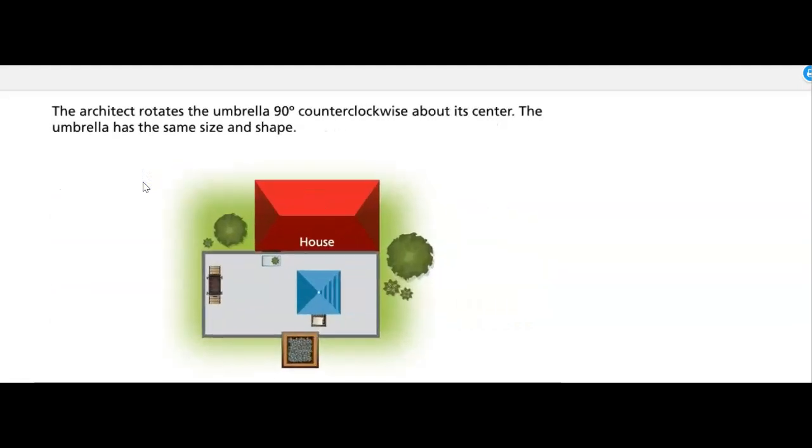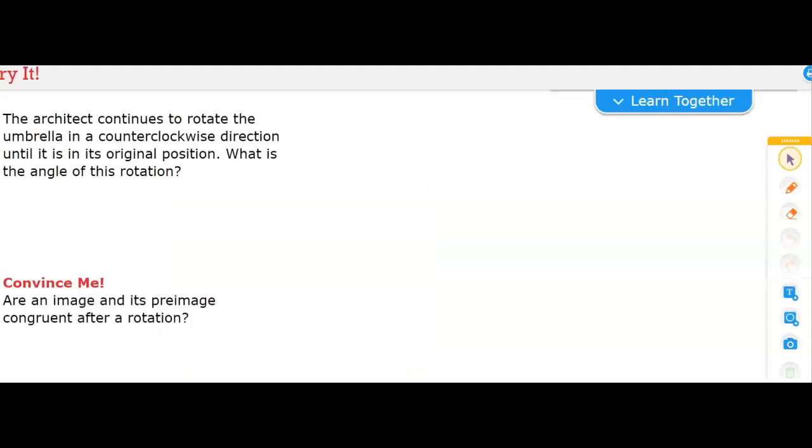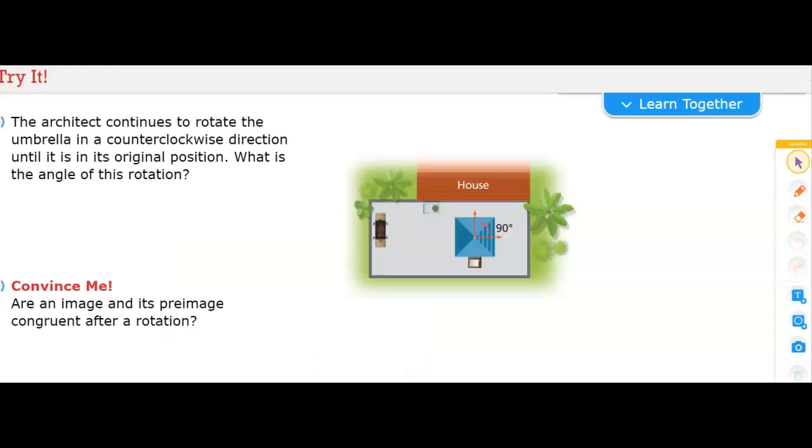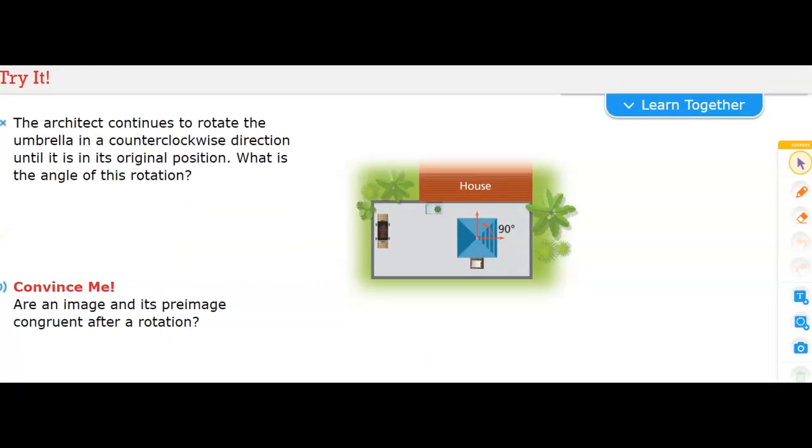Select your answer. The architect rotates the umbrella 90 degrees counterclockwise about its center. The umbrella has the same size and shape. Now you know how a rotation affects the properties of a two-dimensional figure. The architect continues to rotate the umbrella in a counterclockwise direction until it is in its original position. What is the angle of this rotation?